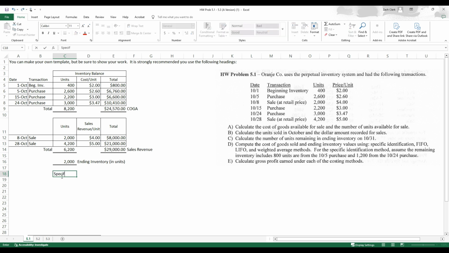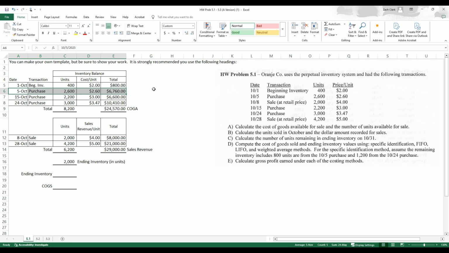So for specific identification, let's see, what are we going to do? Let's put ending inventory, and then let's do cost of goods sold. I'm going to change the way that's going so it's a little easier to see. Okay, so ending inventory then, it tells us for specific identification, assume that the remaining inventory has 800 units from the 10.5 purchase, so this one, and let's just put 800 out here. I'm going to carry that over.